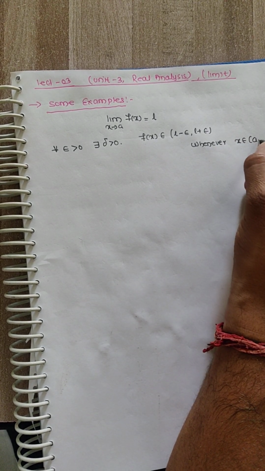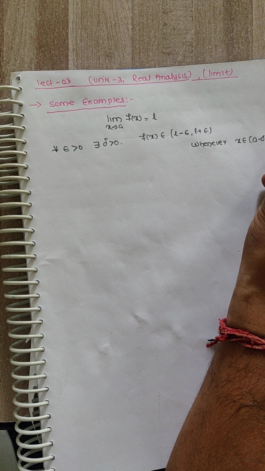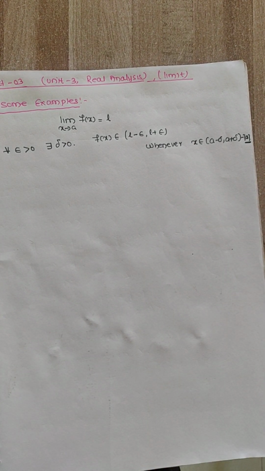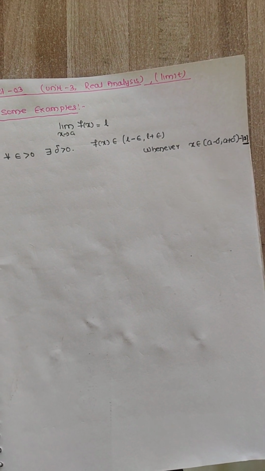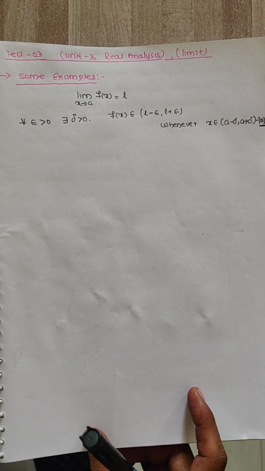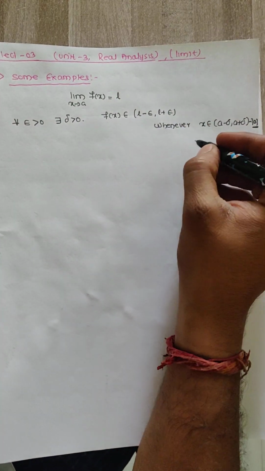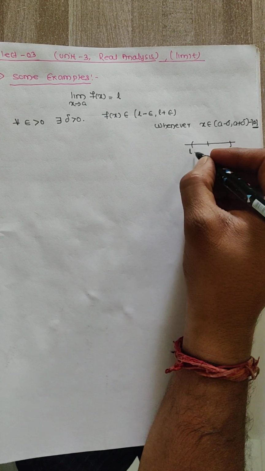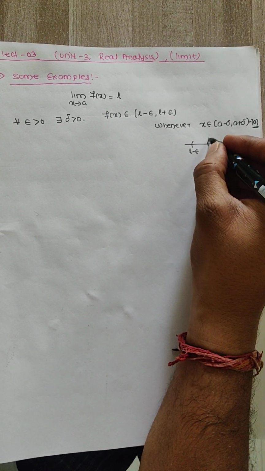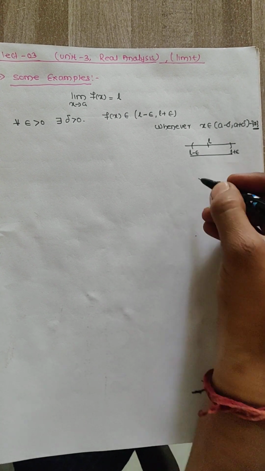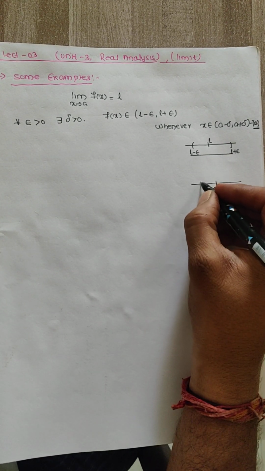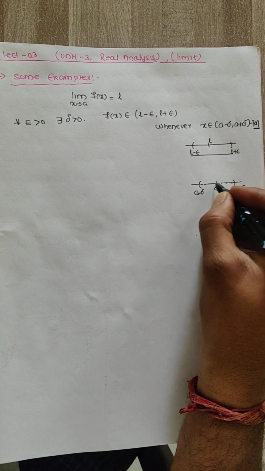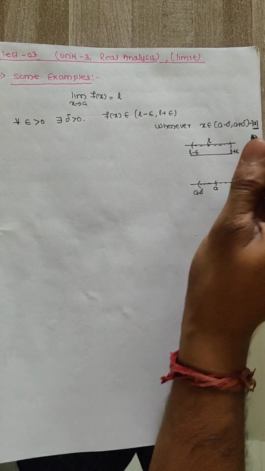x belongs to a minus delta to a plus delta, minus a. At a the function may or may not be defined. Okay, so this is the epsilon delta definition. From last class, for a given epsilon we have to suit this interval L minus epsilon to L plus epsilon. For this epsilon, there exists a delta neighborhood of the point a, such that whenever the point is near, f(x) lies in this interval, right?